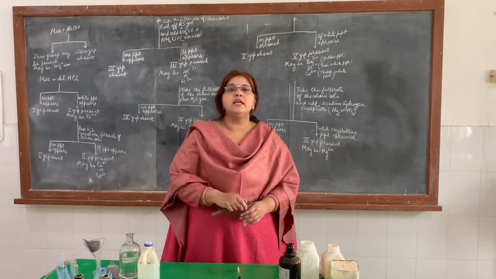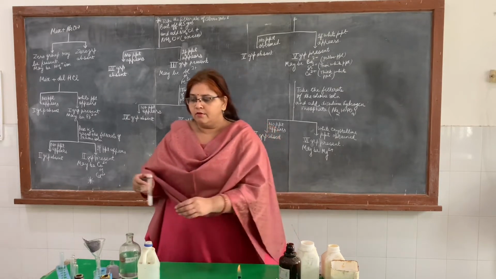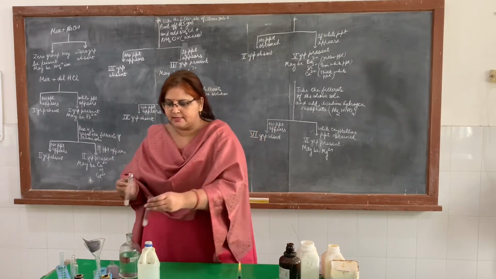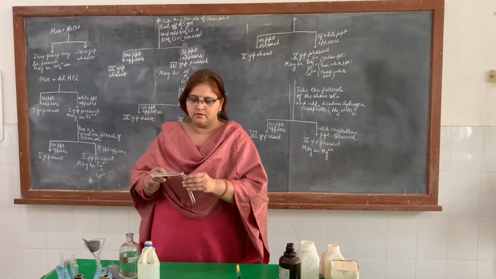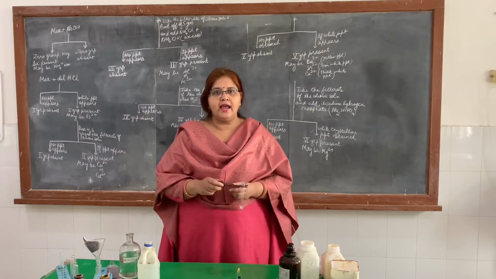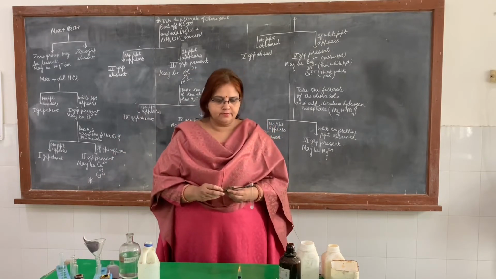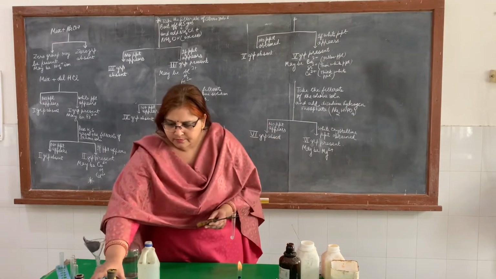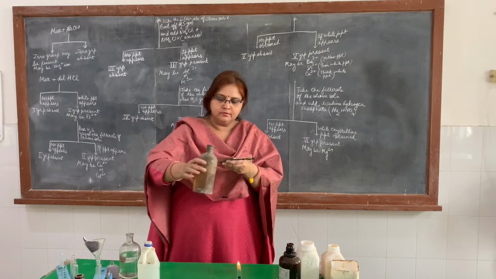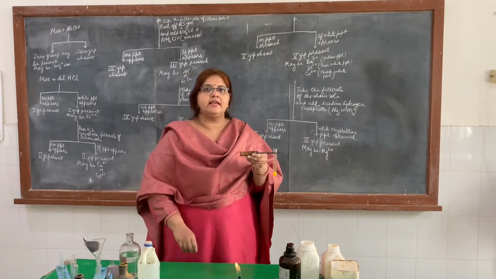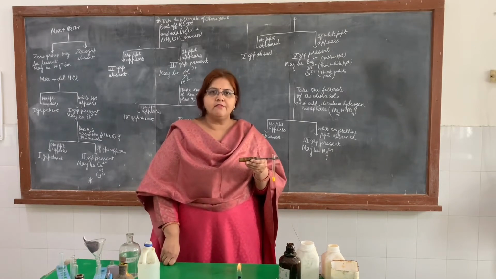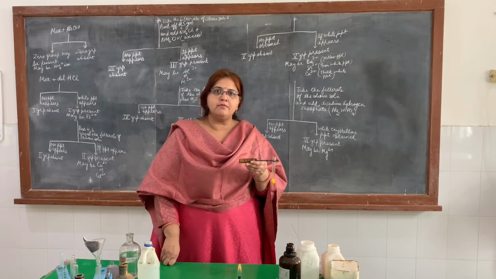Divide this solution into 3 parts. To the first part, add potassium chromate. A yellow color precipitate is obtained. If a yellow color precipitate is obtained, this means in the given mixture, the ion was the barium ion.